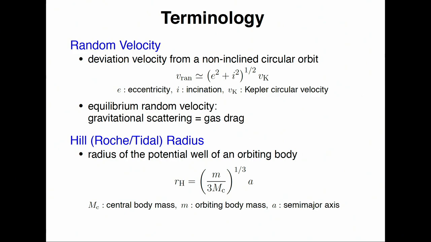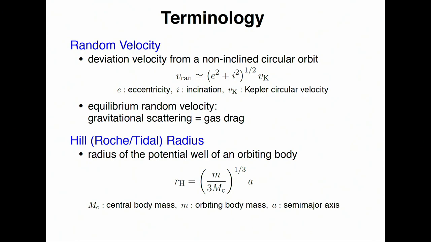Then the next important thing is the Hill, or Roche, or tidal, or sometimes called Jacobi radius. Nadal already introduced this in his talk, but this is the radius of the potential well of an orbiting body, right? So it's given by this equation. Here, M is the mass of this orbiting body, M_c is the mass of the central object, and a is the semi-major axis. So this is the kind of gravitational reach of an orbiting body. And I will use these terms later.